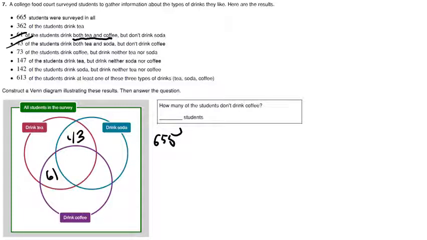73 students drink coffee, but they don't drink tea nor soda. So these 73 people or students are in the drink coffee circle, right? But they only drink coffee. So these 73 people have to be located here.